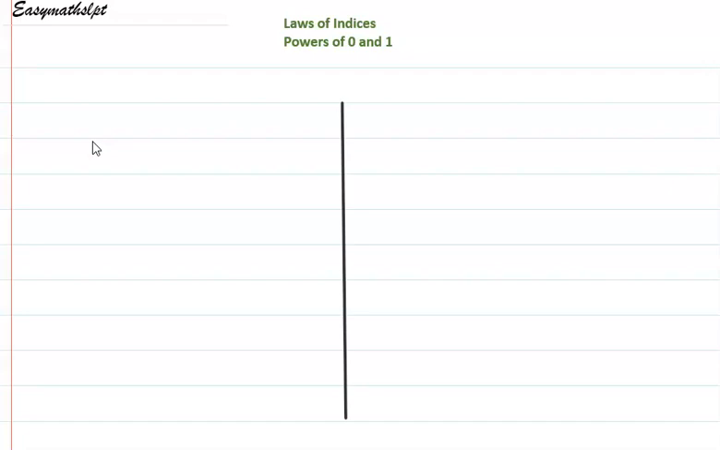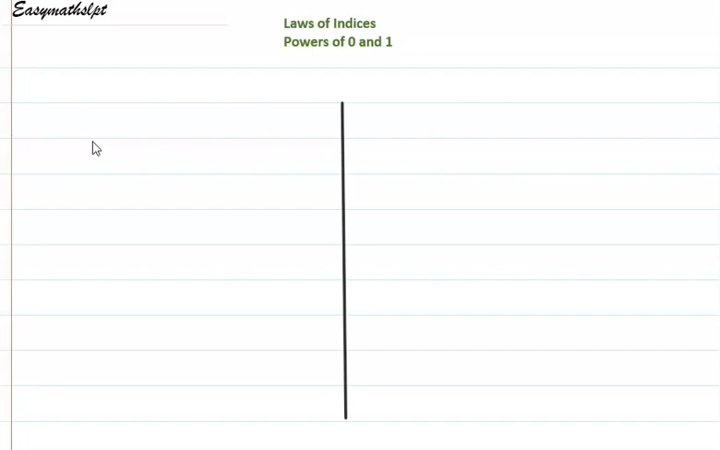Welcome to Easy Maths. In this video, we will be looking at the laws of indices using the powers of 0 and 1. Well, let's start with the easier one, the power of 1. Anything raised to the power of 1 will always and forever be equal to itself.